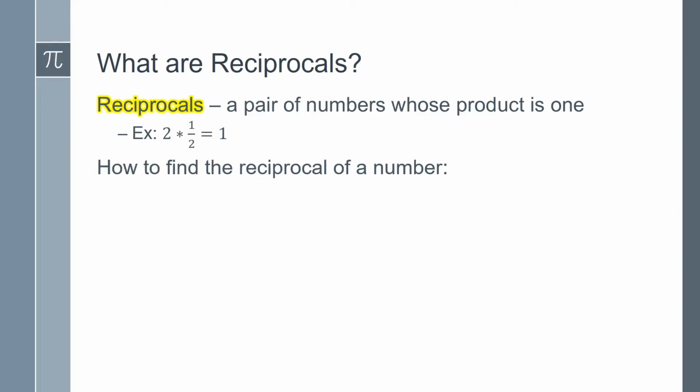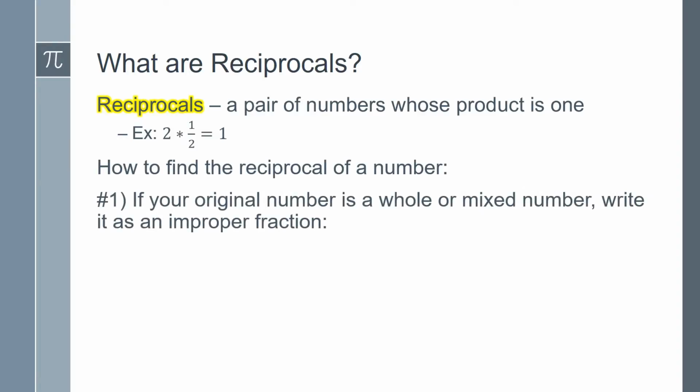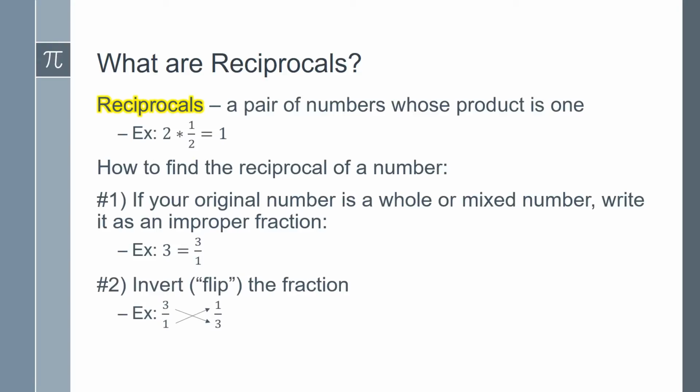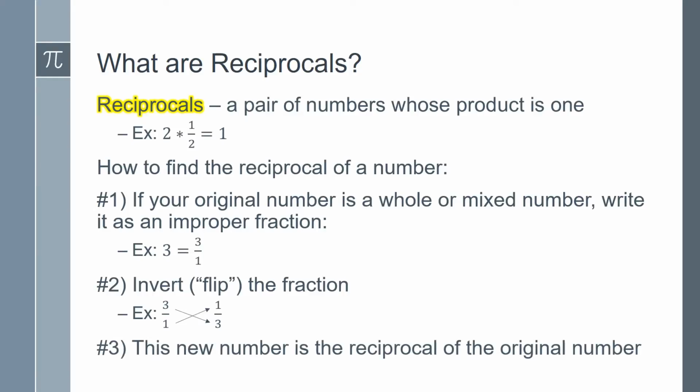So how do we find the reciprocal of a number? First, if your original number is a whole or a mixed number, write it as an improper fraction. For example, the number 3 becomes the improper fraction 3/1. Then you should invert, or flip, the fraction. So 3/1 becomes 1/3. This new number is the reciprocal of the original number.